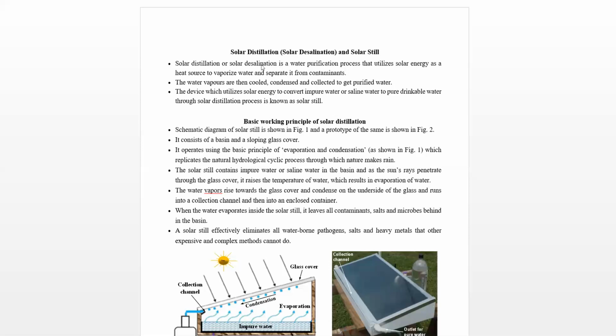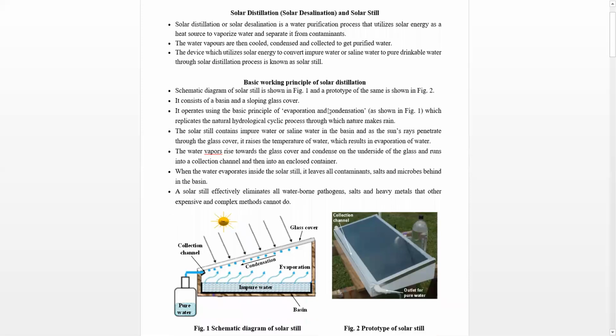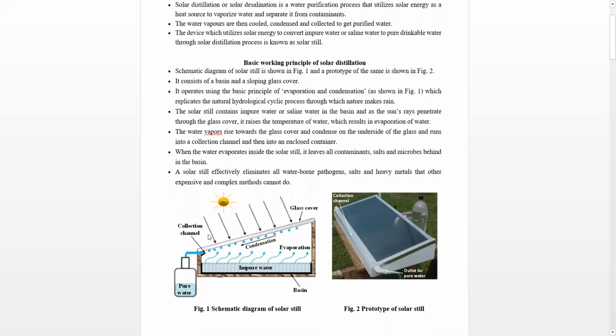Now, the first two bullet points I have already covered. The third bullet point is: the device which utilizes solar energy to convert impure water or saline water to pure drinkable water through solar distillation process is known as solar still. So that particular device that we use for purification of water by using the solar distillation process is called the solar still.